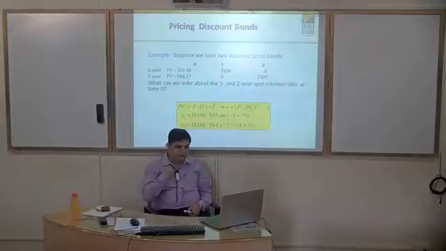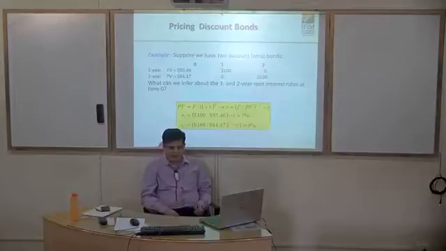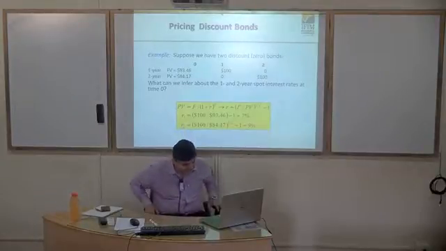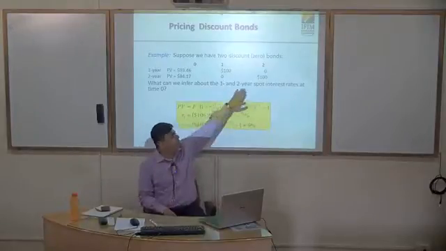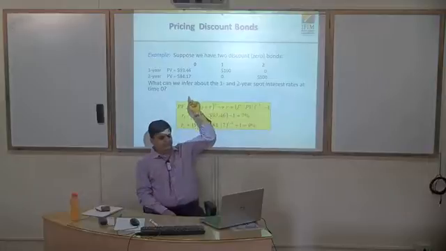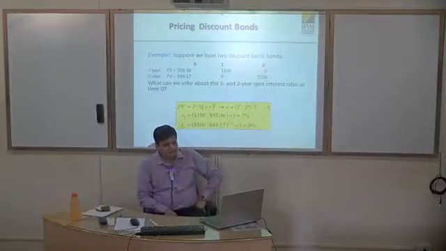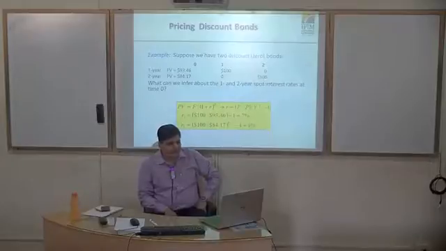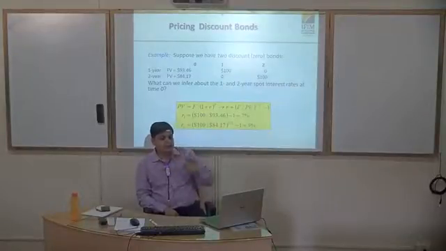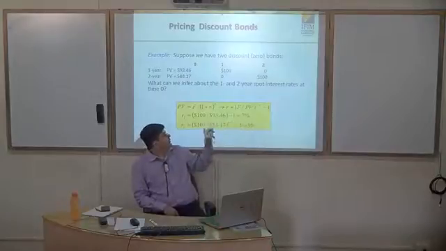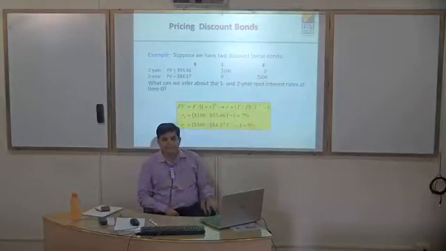I would leave you a minute to go through this slide, understand a little bit. Definitely I'll explain this. We have two discount bonds. So that's bond 1 and bond 2. We have present value given for a period of 2 years. What can we infer about the 1 and 2 year spot interest rates at time 0? So based on the present value, we can look at R1 being 7%, R2 being 9%, returns are better in R2.